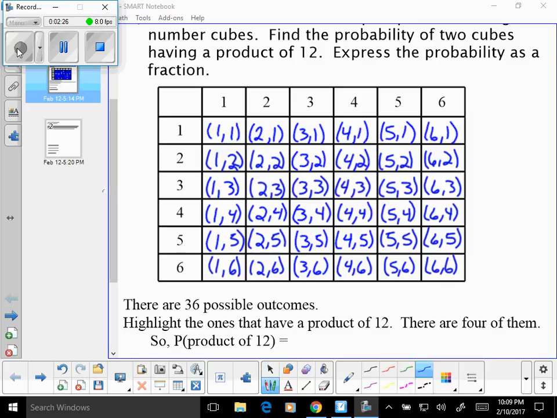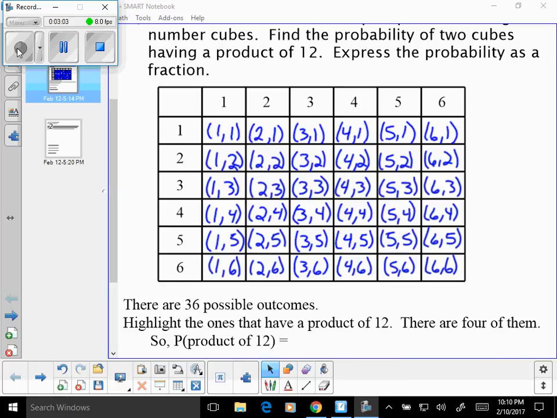Alright class, now that we have that done, I'll agree, it's not hard, but yes, it's time consuming, seems a little tedious, and yet we're going to use this to help us. As you'll notice, we have a 6 by 6 grid. 1, 2, 3, 4, 5, 6, 1, 2, 3, 4, 5, 6. 6 times 6 is 36. Therefore, for this particular problem, we are going to have 36 possible outcomes. So for probability, that's going to be our denominator.